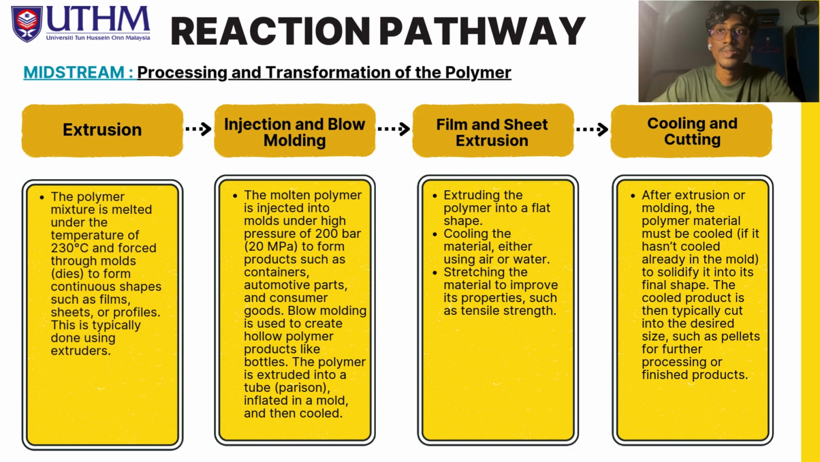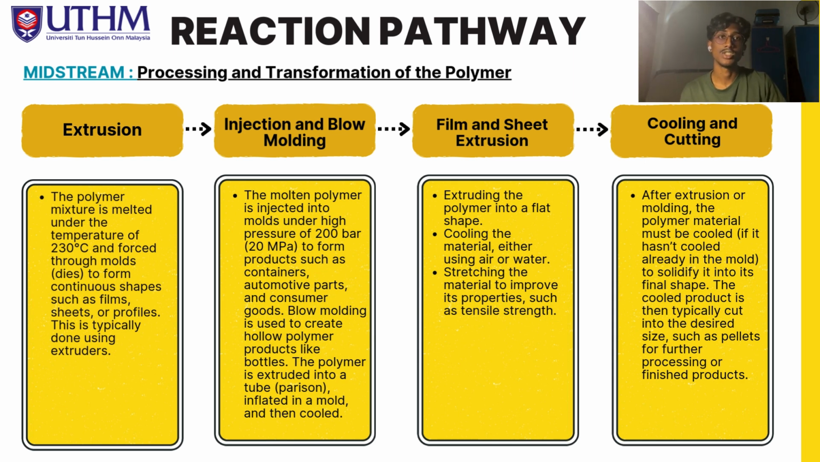Alright, for the midstream part, which is the processing and transformation of the polymer, the first step is extrusion, where the polymer is mixed and melted at a temperature of 230 degrees Celsius and forced through molds, which are dies, to form continuous shapes such as film shapes, sheets, or profiles. This is typically done using extruder equipment.